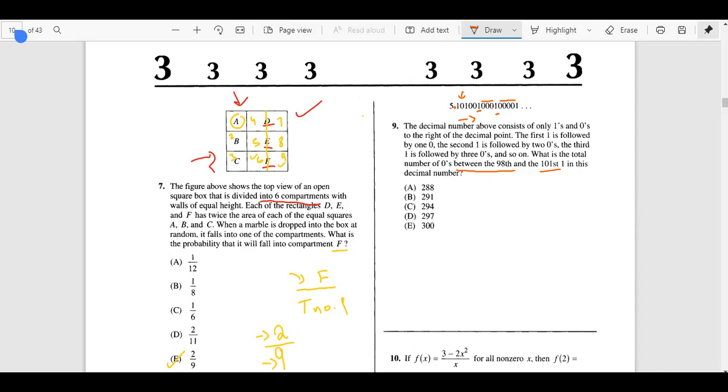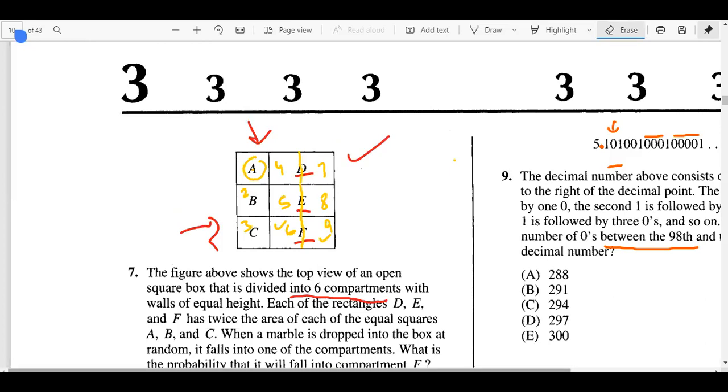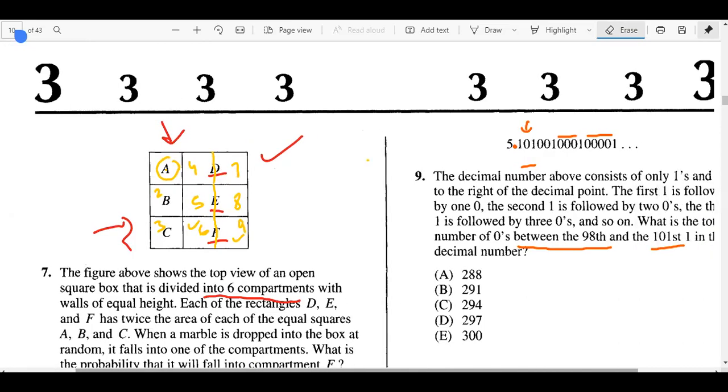So are you clear with the question? Like here we have, okay, so basically, I'll zoom it in. Ichal, can you see it? Can you see the question now?